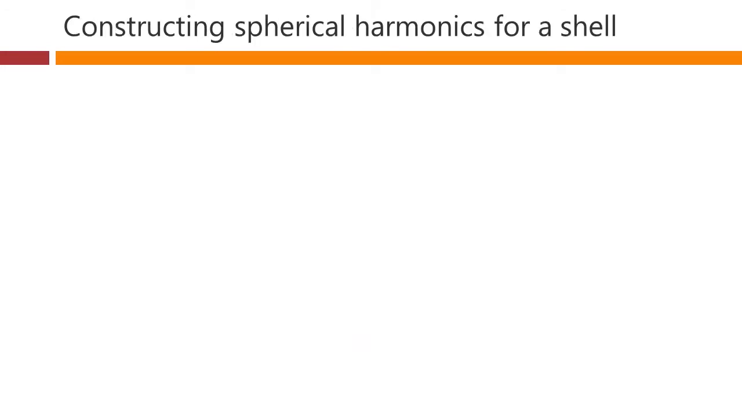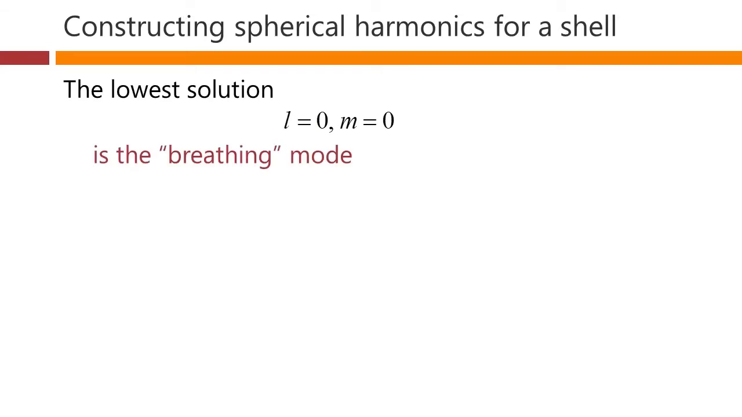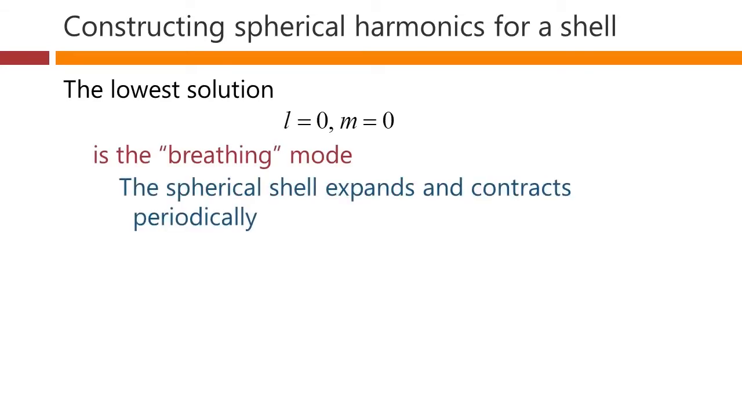So let's just summarize the rules we've been seeing for the spherical harmonics for a shell. Basically, using these rules, we can essentially draw out the spherical harmonic without doing any real calculations, at least for the qualitative behavior of it. The lowest solution, the L equals 0, M equals 0 solution, is simply this breathing mode. The spherical shell expands and contracts periodically, but uniformly in all directions. And that means the spherical harmonic is just a sphere.